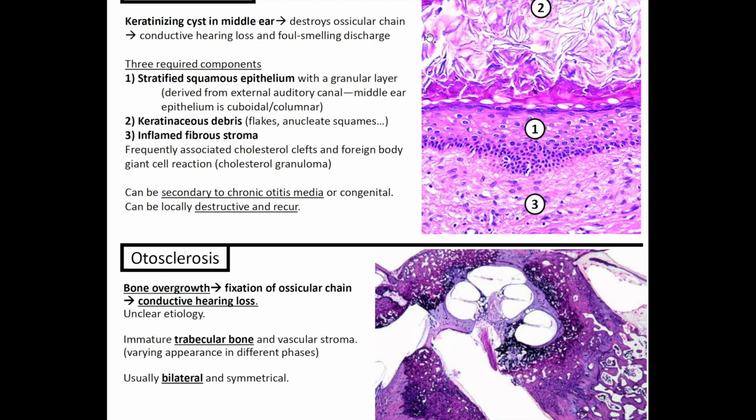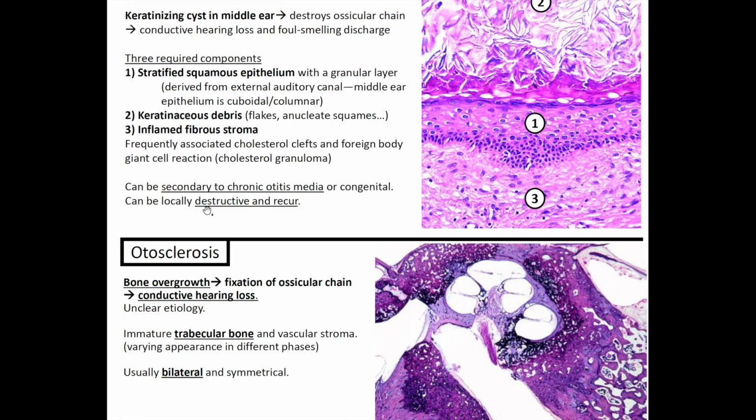There are 3 required components of a cholesteatoma. So you want to have stratified squamous epithelium with a granular layer, as seen here with number 1. Number 2, you want to have that keratinaceous debris. 3, you want to have an inflamed fibrous stroma. And these are frequently associated with cholesterol clefts and foreign body giant cell reaction. They can be secondary to chronic otitis media or congenital, and they can be locally destructive and recur.